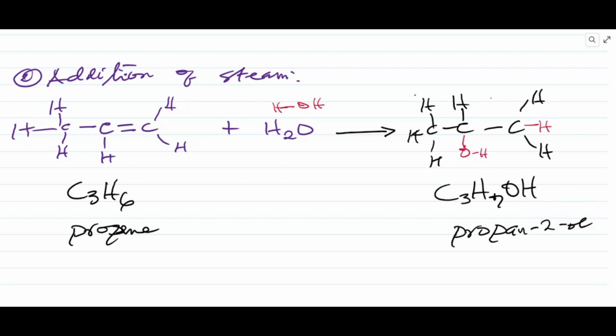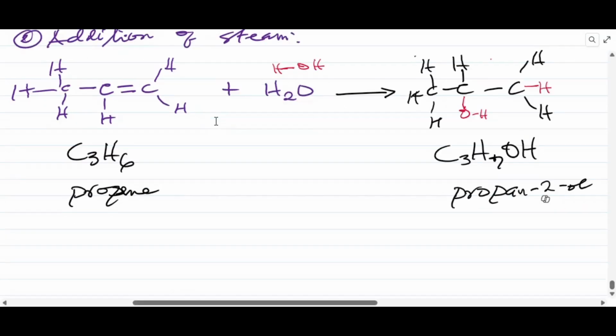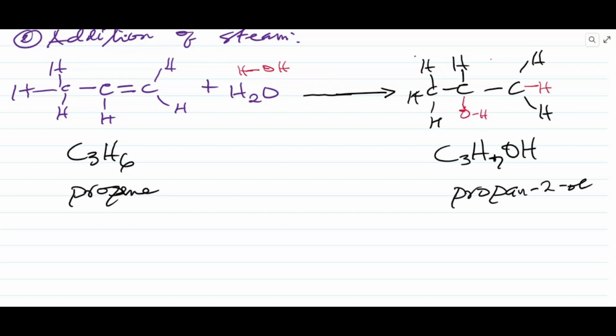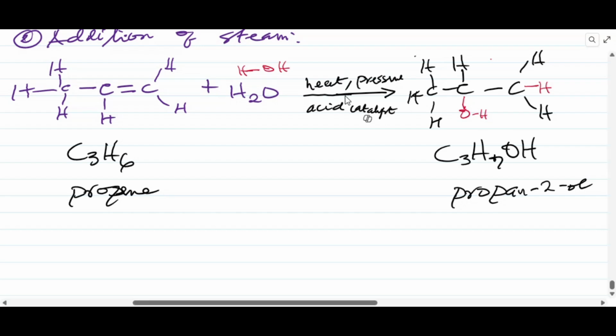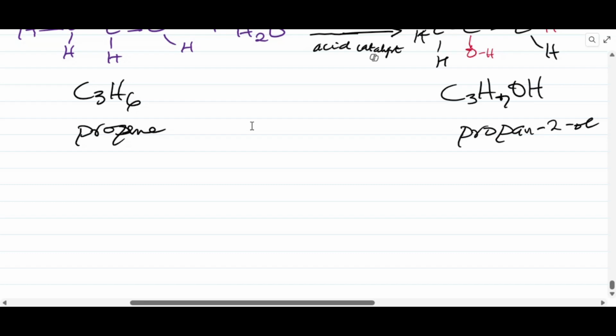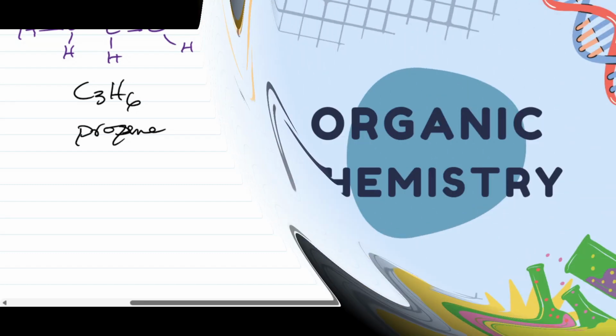Okay, so that is addition of steam to alkene. It will give you alcohol. So this reaction also happens in the presence of a catalyst. The conditions of the reaction apart from catalyst are heat, pressure, and then a special form of catalyst which is called an acid catalyst. The third example that I will give of addition reaction, we are going to use it to test for unsaturation.